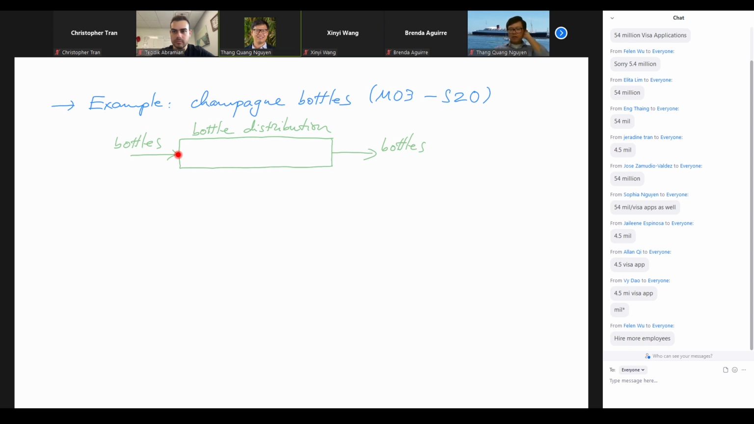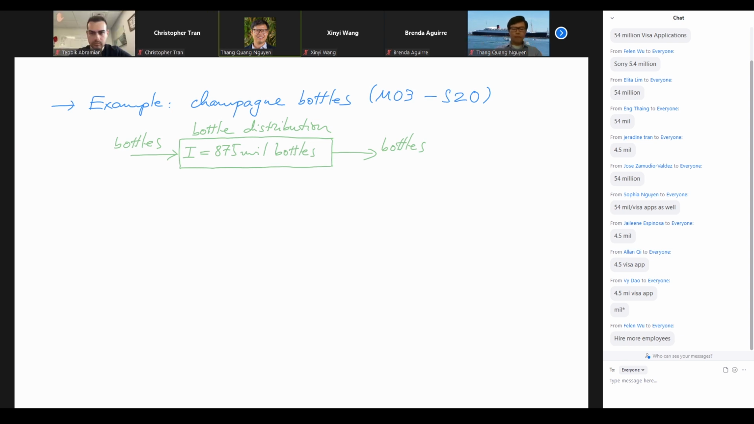All right, so we already have the bottle distribution process here. And in the slide, they give us the following information. So in terms of the inventory, we have 875 million bottles. Remember, we talk about the whole industry. It's not the whole Napa Valley area, for example.